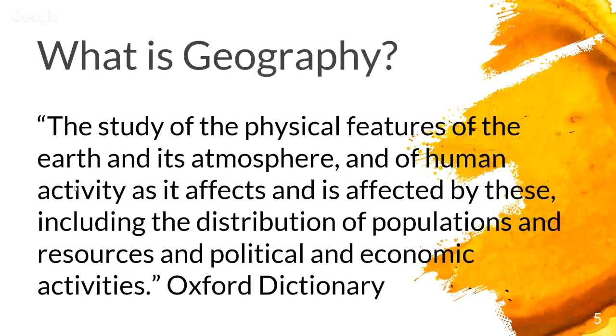So first, let's talk about geography. This is just the Oxford Dictionary definition of geography. It's the physical features on Earth. It's the atmosphere. It's also the human activity that affects and is affected by the distribution of populations and resources. It can even be political and economical. So in this definition, we see physical geography, and then we also see human geography.